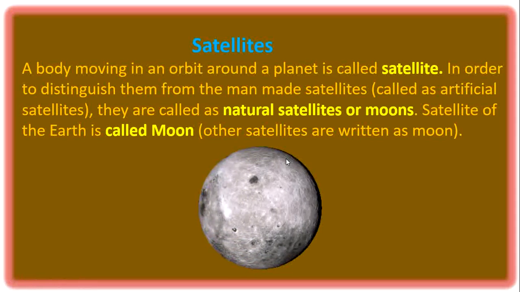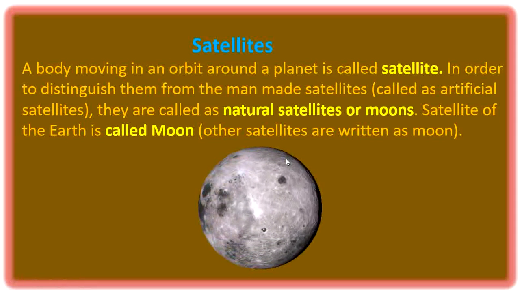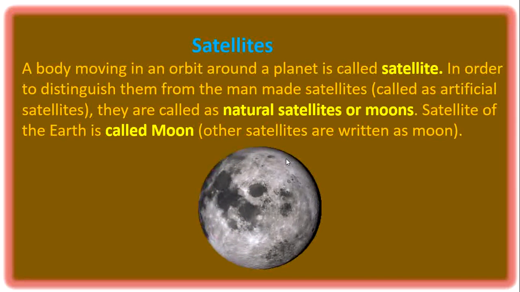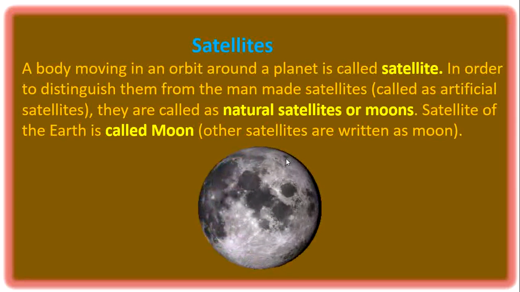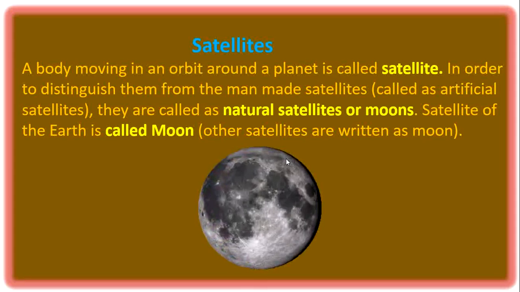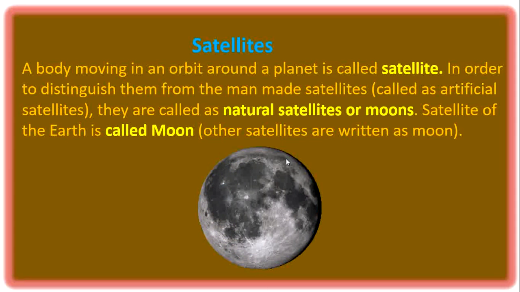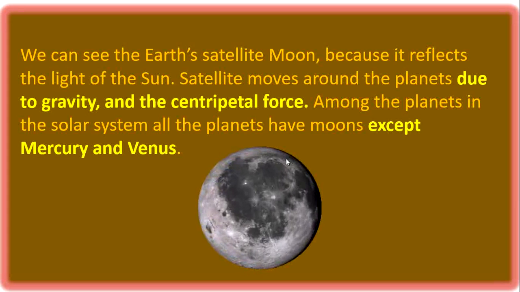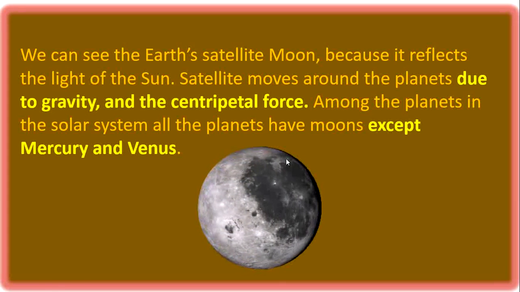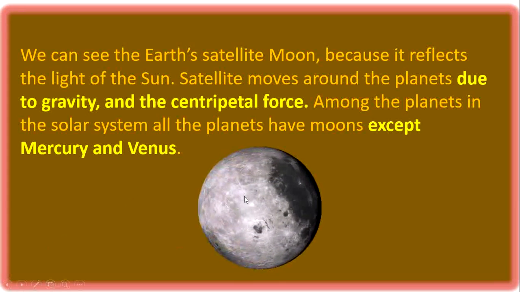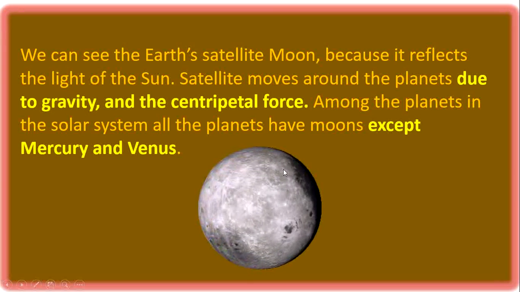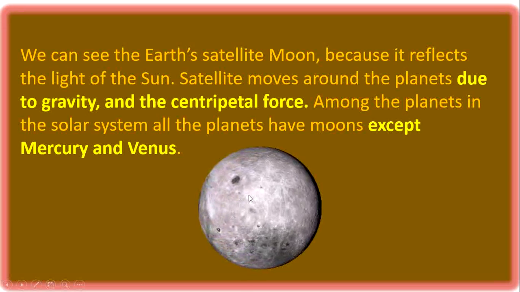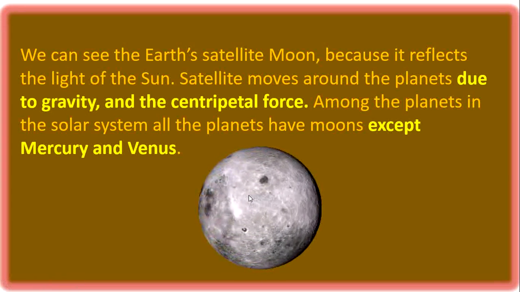To distinguish the man-made satellites, that is artificial satellites, from natural satellites. What is the satellite of the Earth? It is the moon. We can see the Earth's satellite, the moon, because it reflects the light of the Sun. How do we get the light from the moon? The moon gets the light from the Sun, and then it reflects the light.